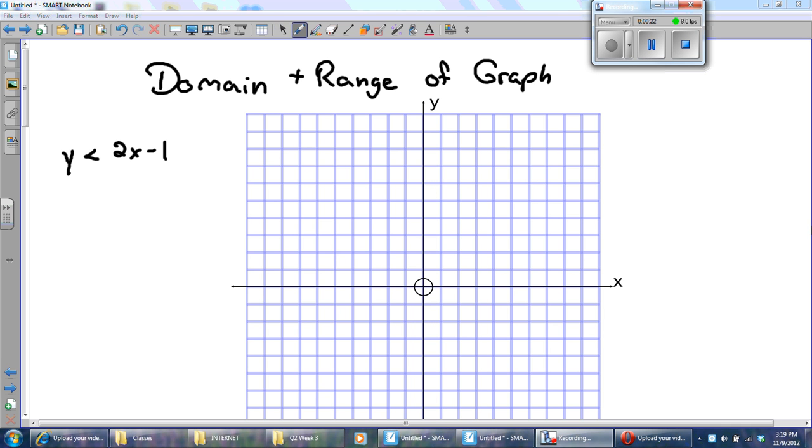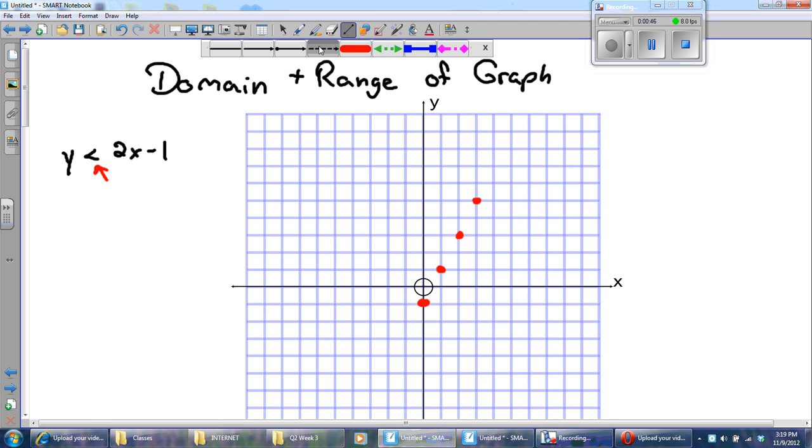Now remember that that looks like it's in slope y-intercept form, and so I'm going to find the y-intercept, which is -1. And then my slope is 2, or as a fraction, 2 over 1. I know my line needs to be broken, remember, because it's not equal to. So I'm going to get a broken line.